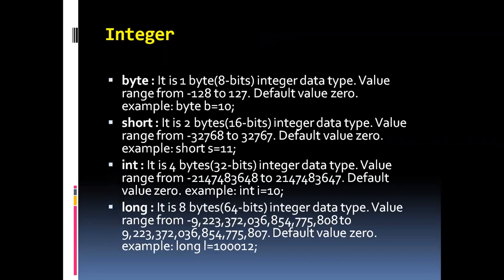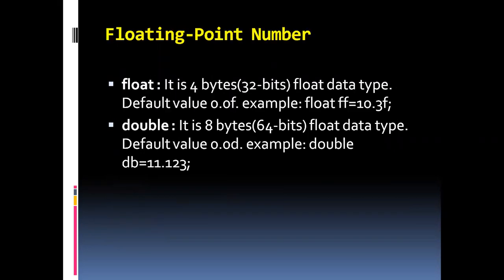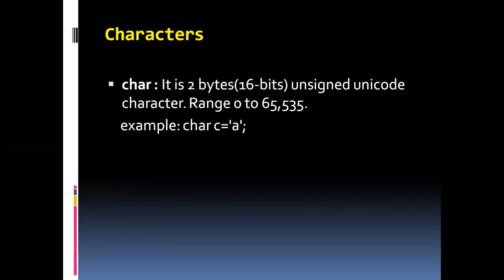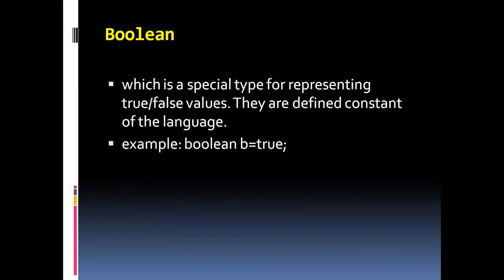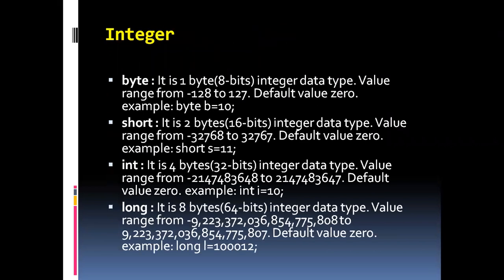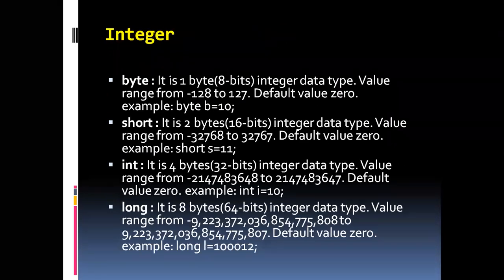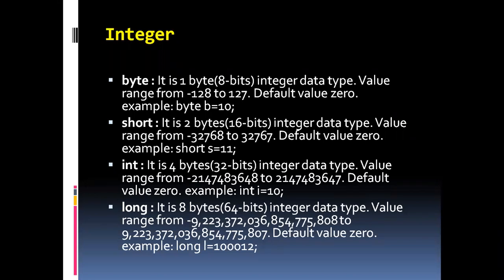Here the first group is integer-type data types, and the second is floating point data types, where float and double are there. Then the character type, which consists of characters, and the Boolean type. All these types of data types are declared in your programming. The integer type has 4 types again: byte, short, int, and long.